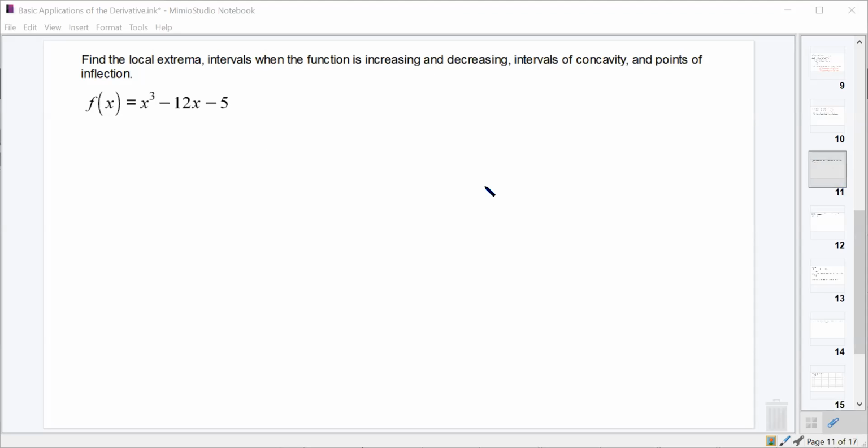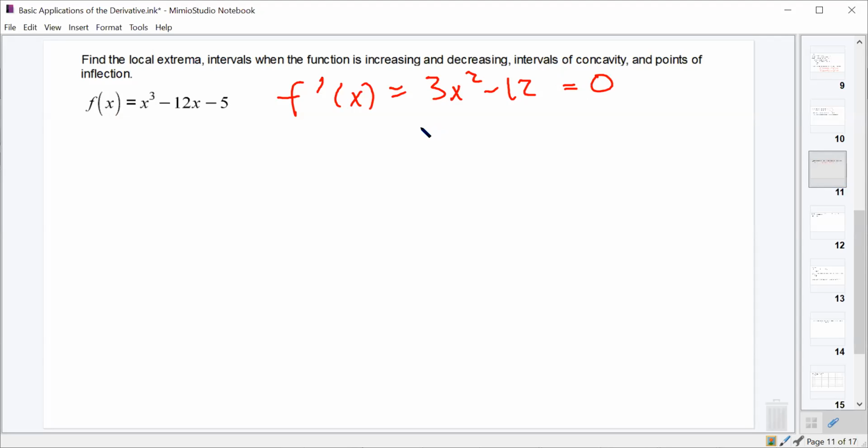First thing we should probably do is take a derivative, right? What's f prime of x going to equal? 3x squared minus 12. And first we're going to see when this equals 0. When does that equal 0? When x is plus or minus 2. And then we'll also see when is f prime undefined, and we'll say that f prime is undefined never.